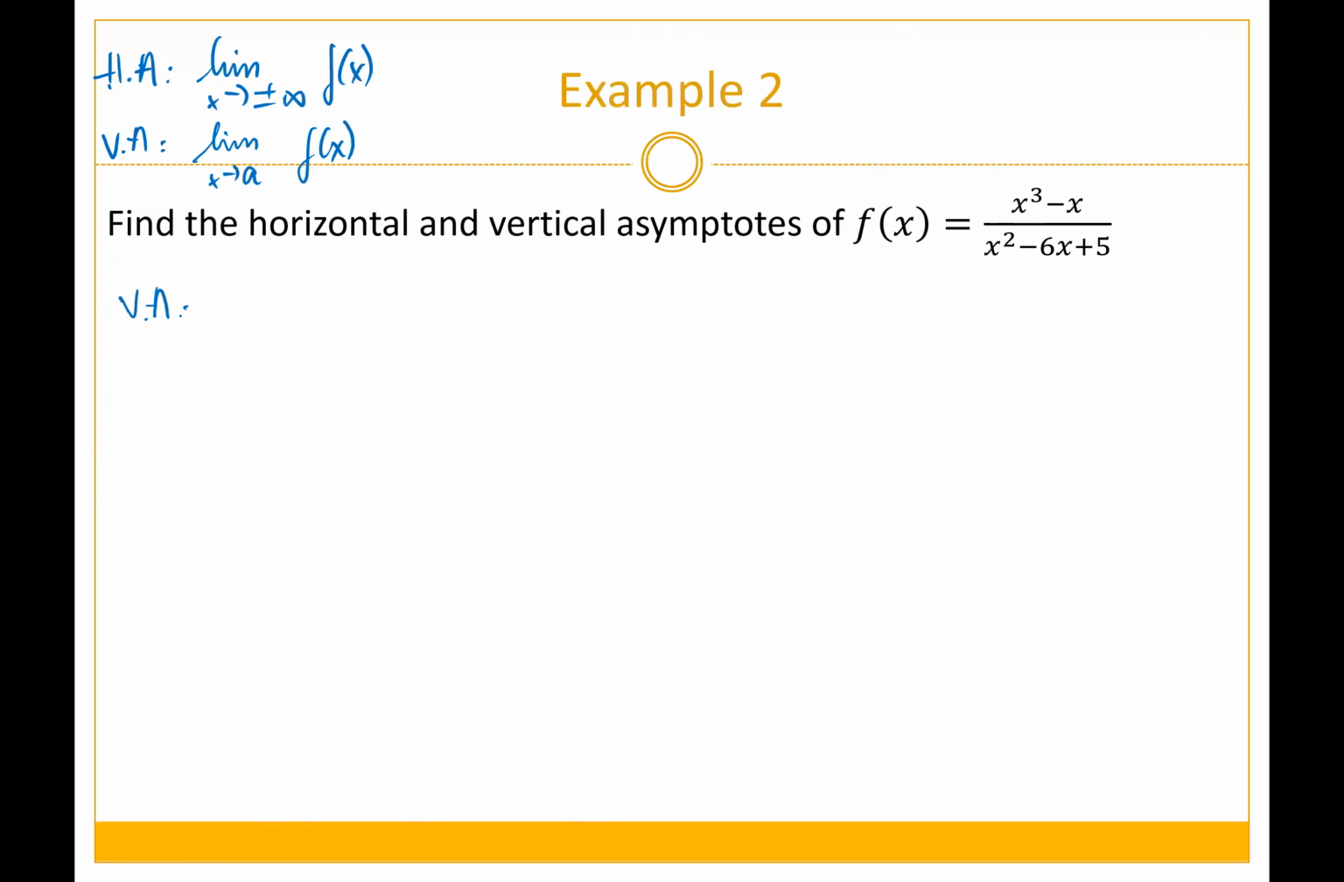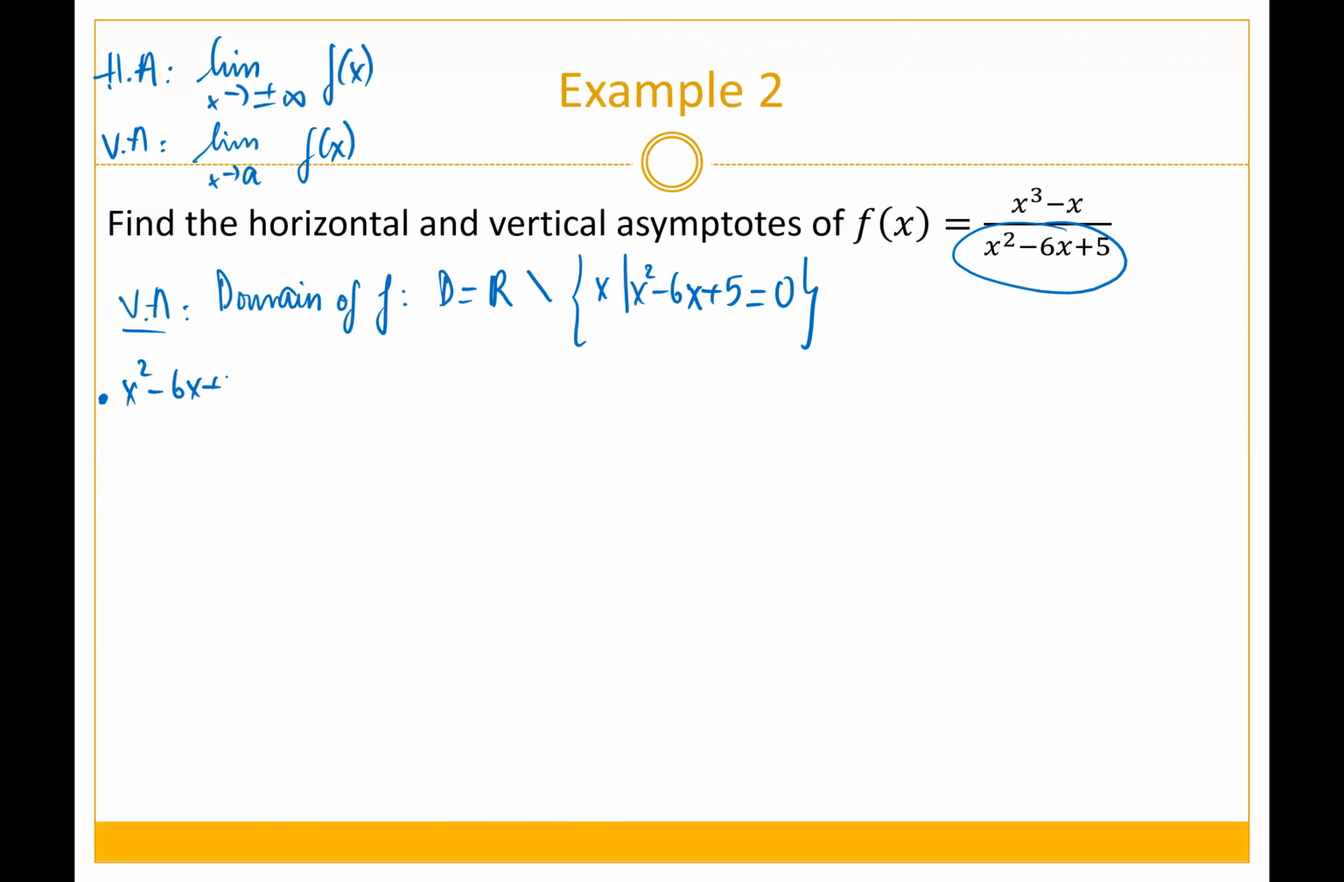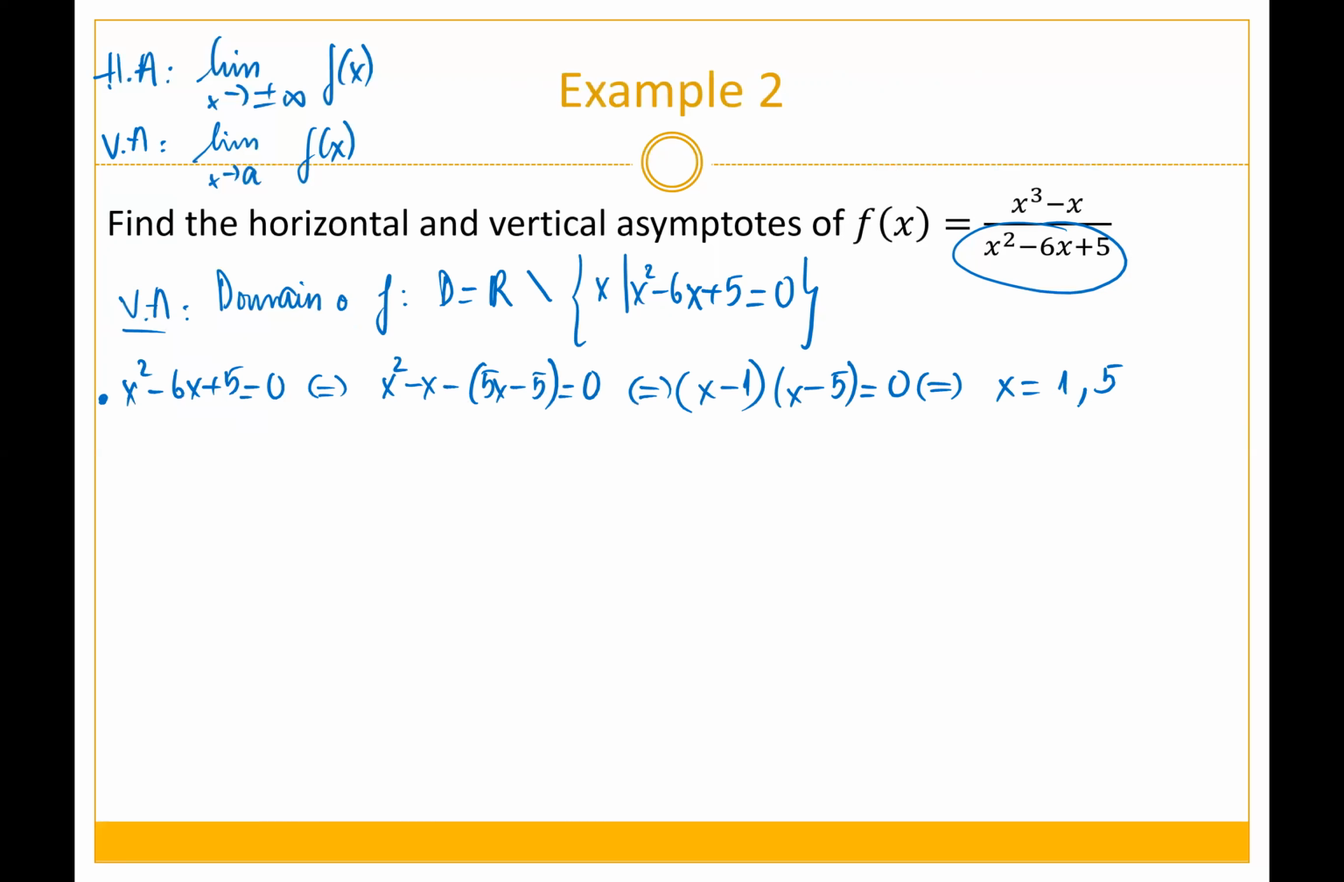So vertical asymptote first, because we learned that before. This is a rational function, so whatever value of a you try to pick, you have to look at the denominator. The domain of f is every point in R except for the values of x where x squared minus 6x plus 5 equals 0. Now you solve for that. x squared minus 6x plus 5 factors as (x minus 1)(x minus 5), so x equals 1 and 5. So the two special values we're going to look at are a equals 1 and 5.